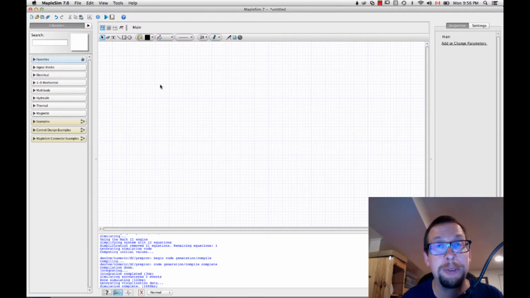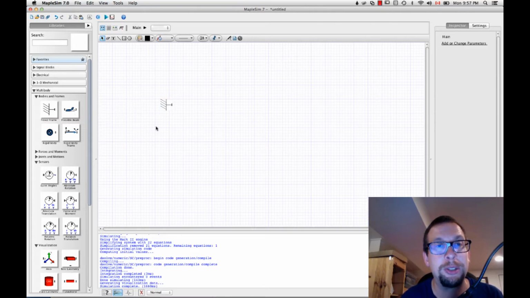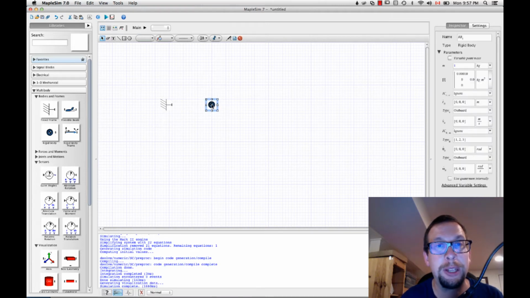Okay, so this is MapleSim right here. It's a graphical interface for doing physics and electrical and mechanical kind of simulations. I'm going to go over here and choose multi-body components. I start with a fixed frame, which represents sort of a fixed position in space. I'm going to use a fixed body. This is going to represent the ball. The ball itself has a mass of 1 kilogram.